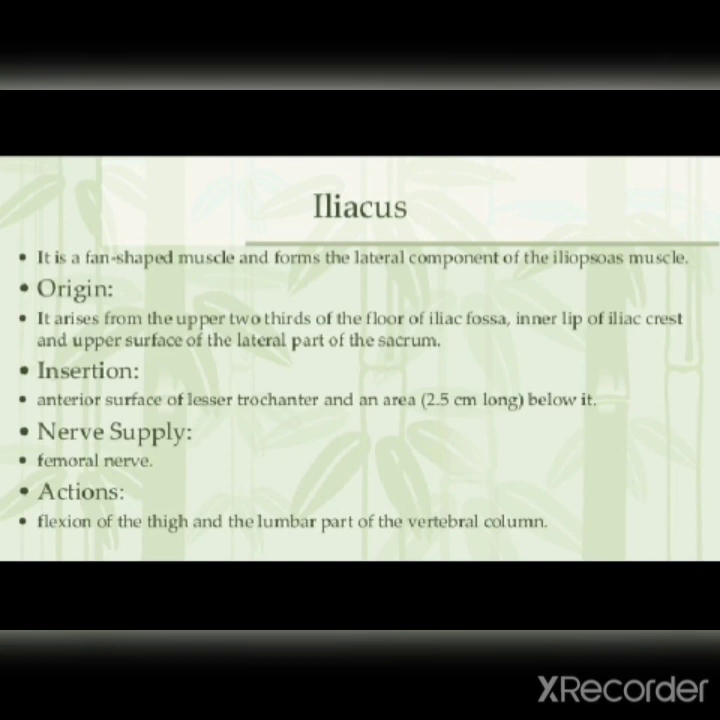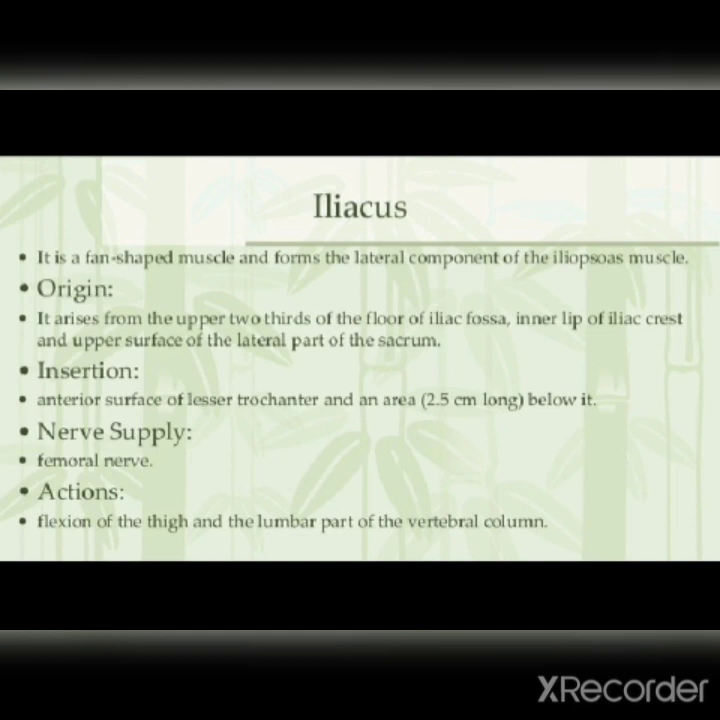So it takes origin from the iliac fossa, and the inner lip of the iliac crest, the anterior part, and the upper surface of the lateral part of the sacrum. It also takes origin from the sacrum. Insertion: anterior surface of the lesser trochanter and an area 2.5 centimeter long below it.